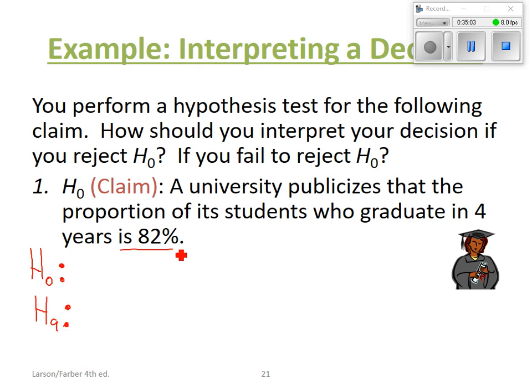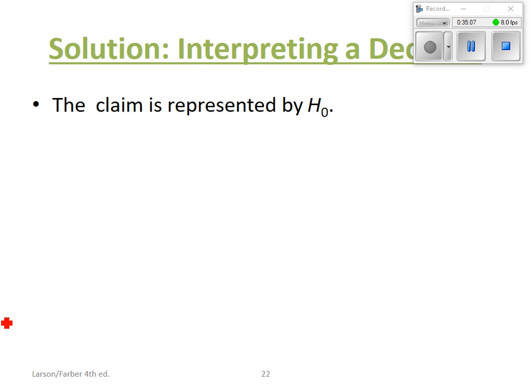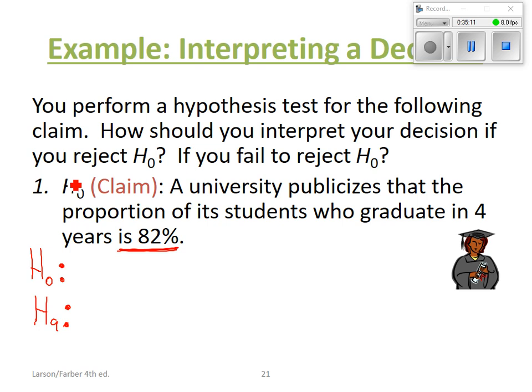What's this tell us? P is 0.82. So since it's a percentage, it's P. And is means what? Equals 0.82. That's our claim. Make sure you label your claim. What's your HA going to be then?